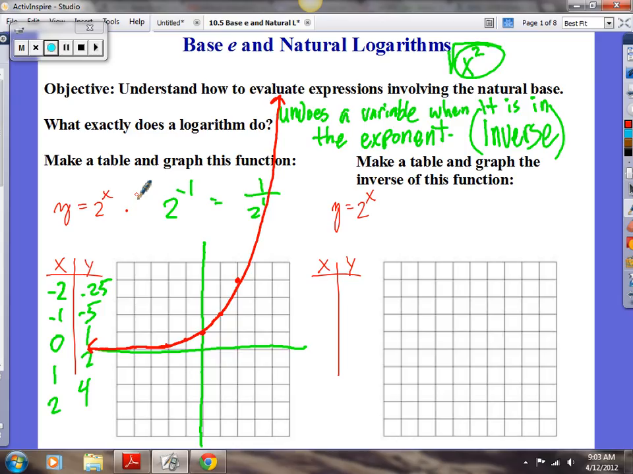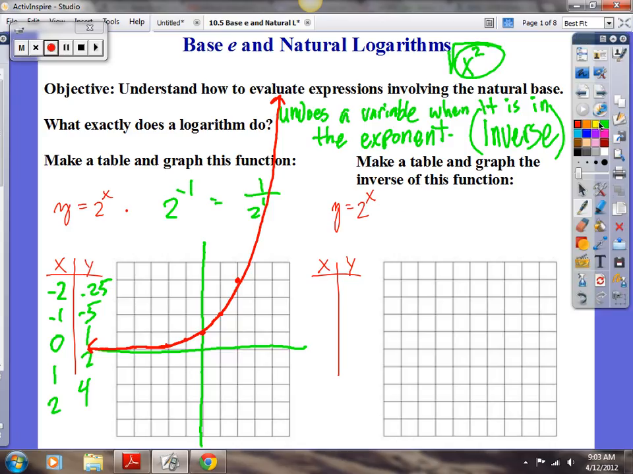Okay, let's do the inverse. Let's look at this guy. Here's your original function, y equals 2 to the x. How do you find the inverse of that? Oh, that's good, but no. What's the first step, Melody? How do you find the inverse? What's step number 1? Switch your x's and your y's.